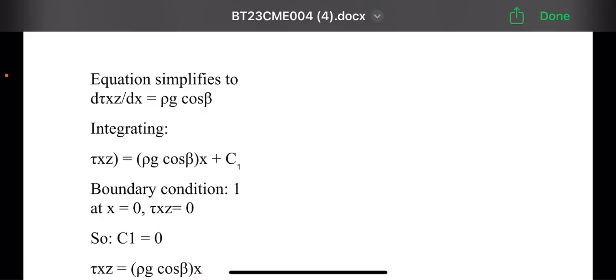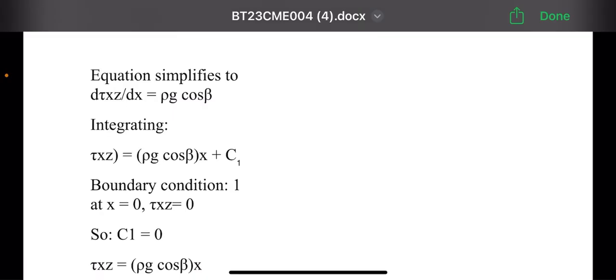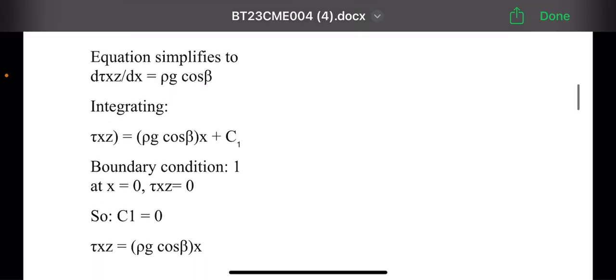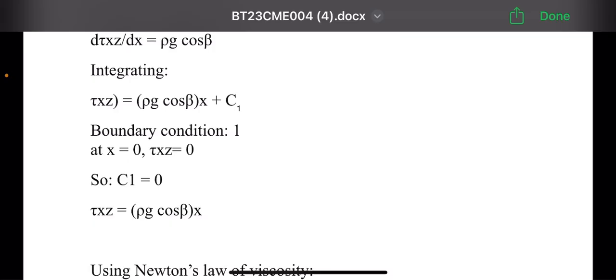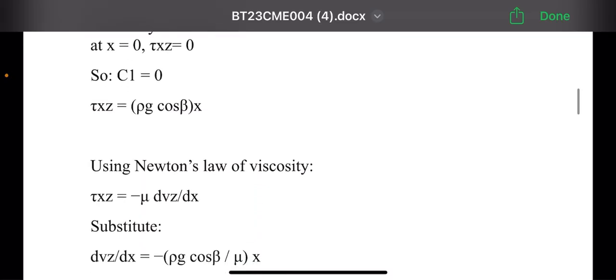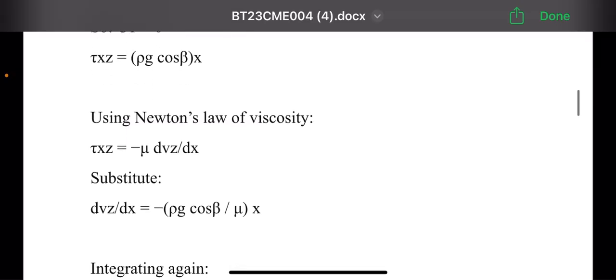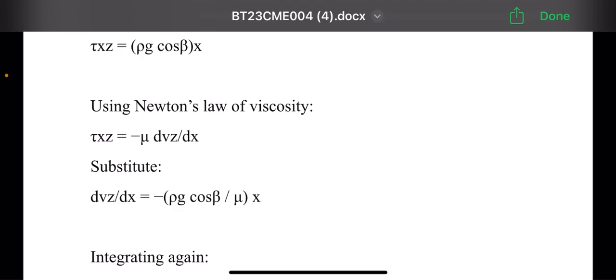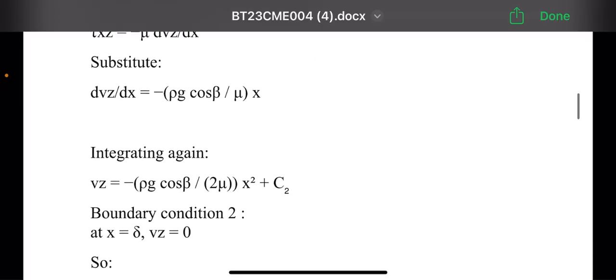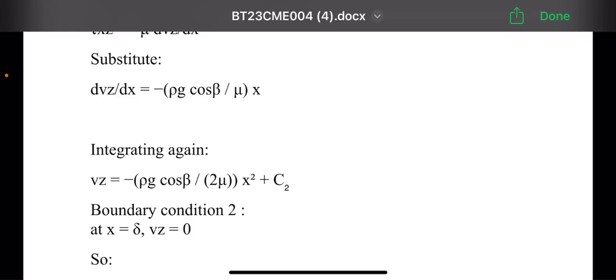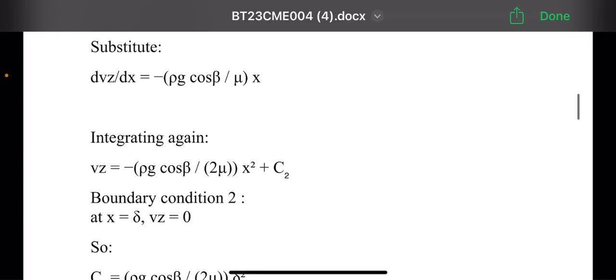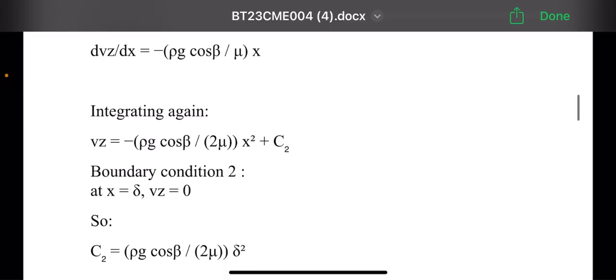We use boundary condition 1: at x equal to 0, tau xz is equal to 0, so c1 will be 0 and tau xz is equal to rho g cos beta x. Using Newton's law of viscosity, tau xz is equal to minus mu dvz by dx. When we substitute it, dvz by dx is equal to minus rho g cos beta by mu into x. If we integrate it again, we get the velocity profile: vz is equal to minus rho g cos beta upon 2 mu into x square plus c2. We will use boundary condition 2 to find the velocity profile: at x equal to delta, vz is equal to 0.